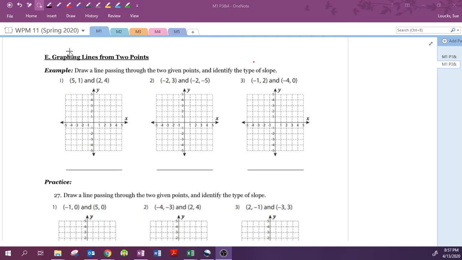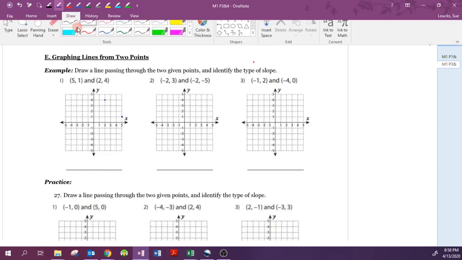Okay, so our first point here is at (5, 1). So that's got an x value of 5, 1, 2, 3, 4, 5, and a y value of 1. So that makes it this point right here. And the second point is (2, 4). So we're going to go 1, 2, and then up 4, 1, 2, 3, 4, which is right there. Okay, and then we're just going to put a line through them.